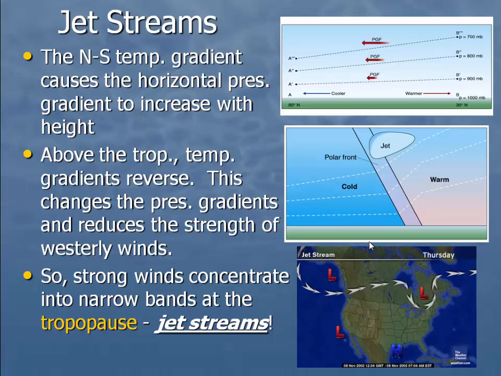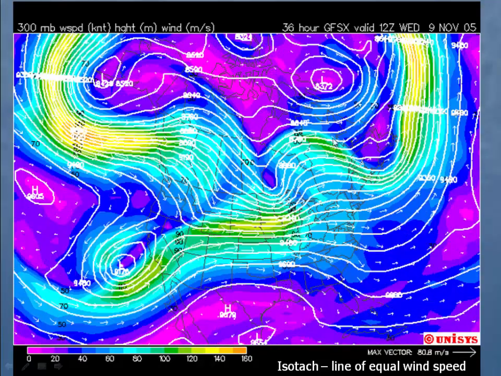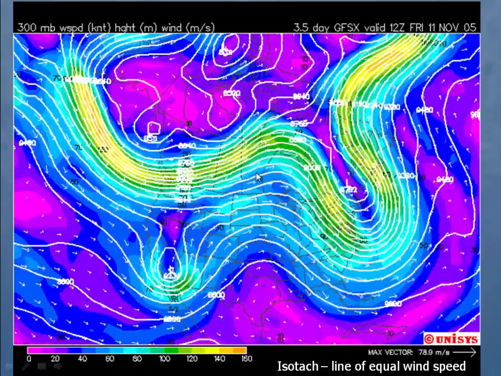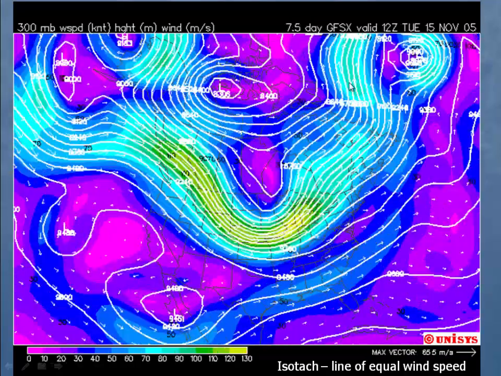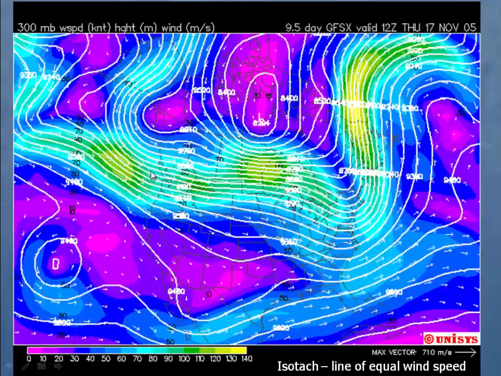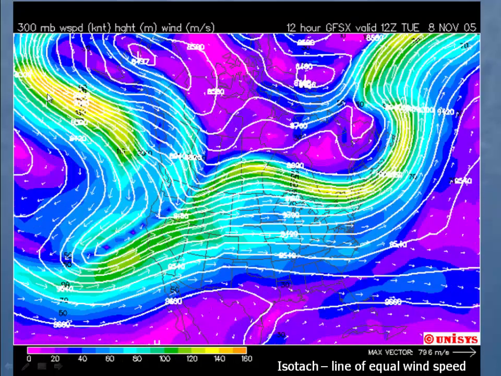So the strong winds will concentrate into these very narrow bands at the tropopause. These are known as jet streams. Here's a map of isotachs. This is from an example of 2005, where we had some strong jet streams going on. This is an animation, so you can kind of see how the jet streams move.